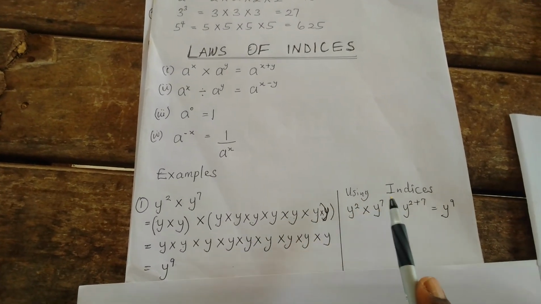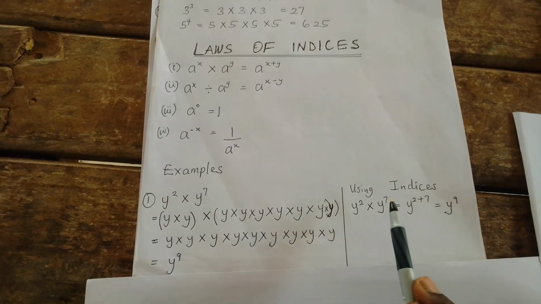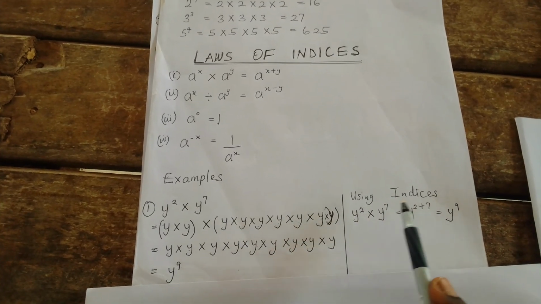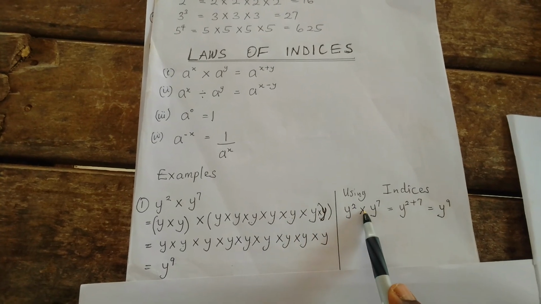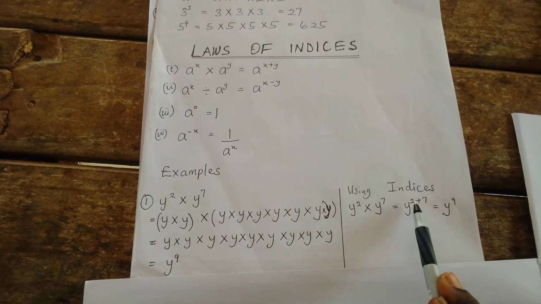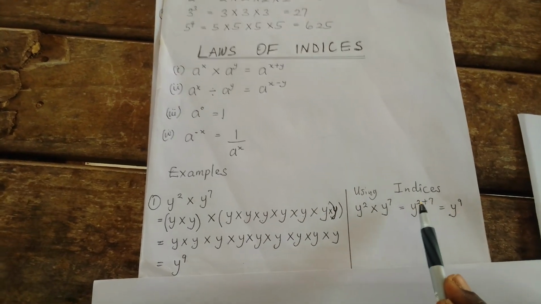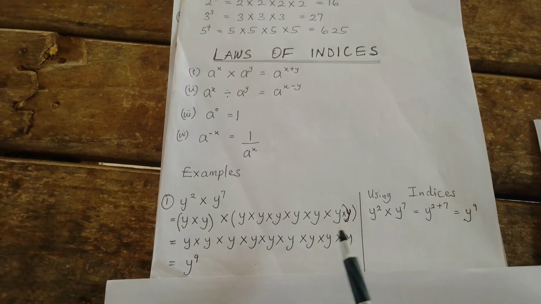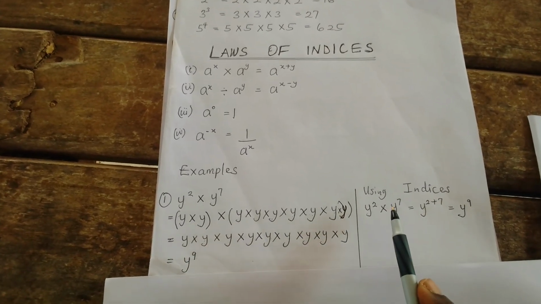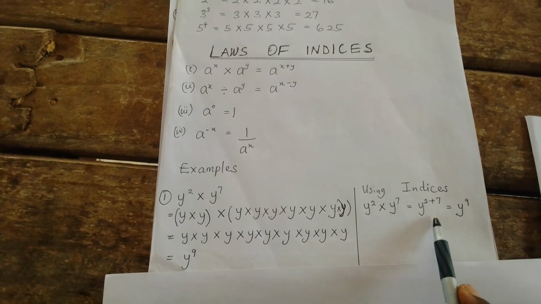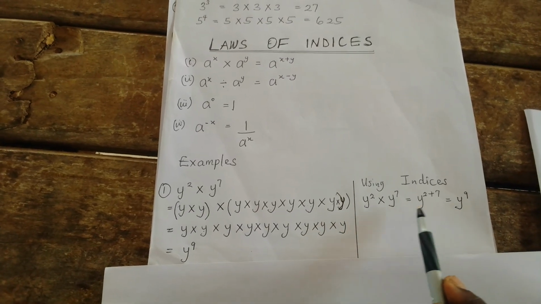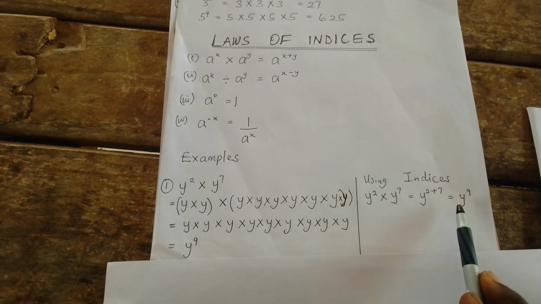To add their powers, y raised power 2 times y raised power 7 should now be equal to y raised power 2 plus 7, because it is multiplication, which is y raised power 9. If you compare these two solutions, you realize that this application of indices makes our work easier, faster, clearer, and simpler.